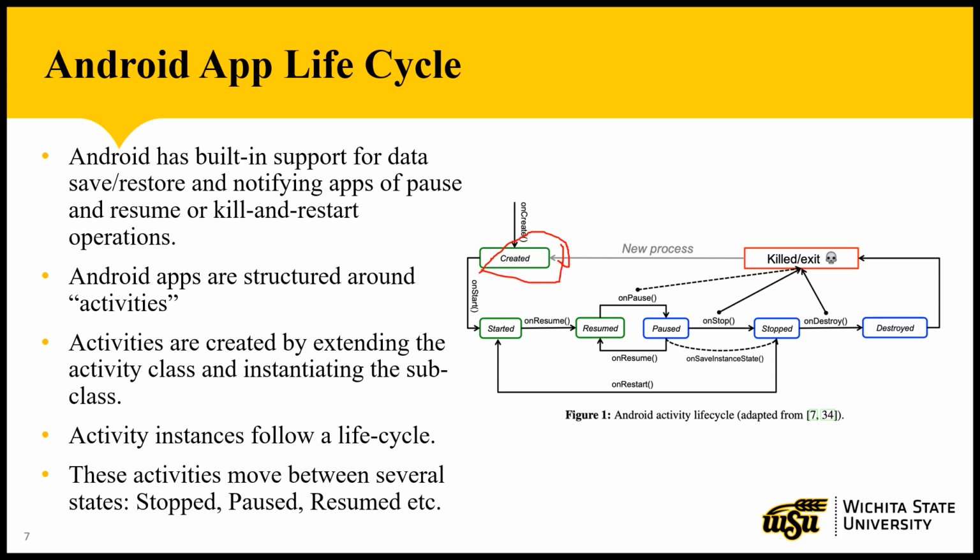So basically, what's an activity? An activity roughly corresponds to a separate screen in a traditional desktop program with a graphical user interface. These activities are created by extending the Activity class, instantiating the subclass. The activity instances follow a life cycle, which is also known as the Android framework for the particular app. It differs from app to app. These activities move between several states like stopped, paused, and resumed, which we'll see later in the Android framework.